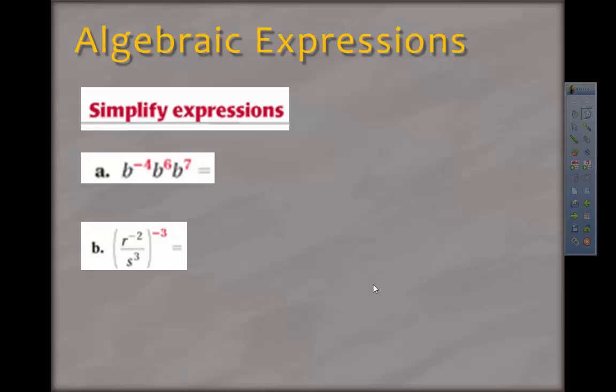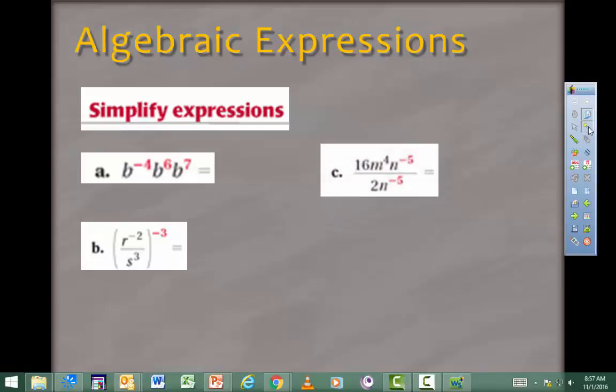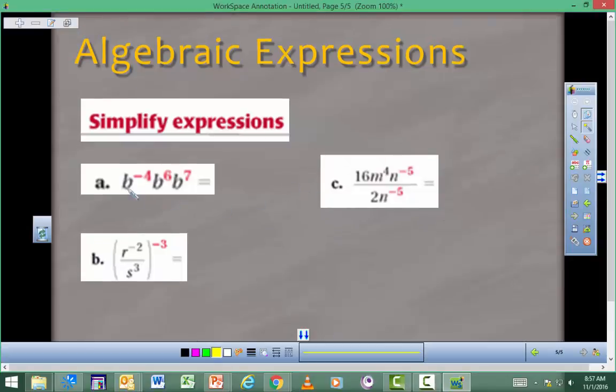So how are we going to simplify this one? You have the same base here, right? Well, what did that rule say? If you have the same base, you add the exponents. So you can just say that's equal to b, and you can take negative 4 plus 6 plus 7, which I think is 13 minus 4, which is 9. Does that sort of make sense? Pretty easy.